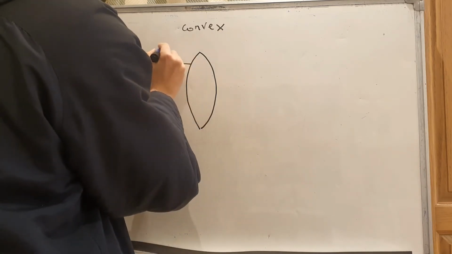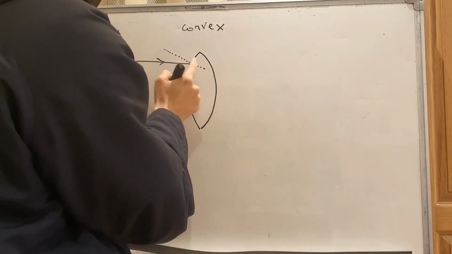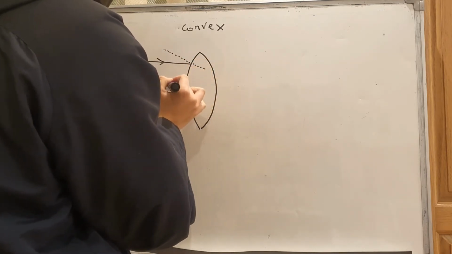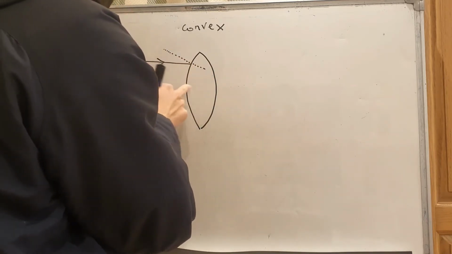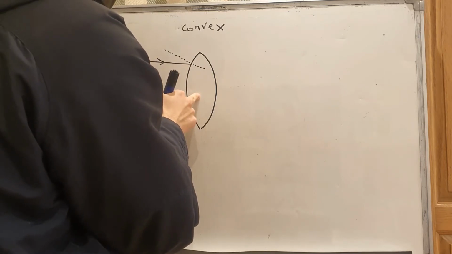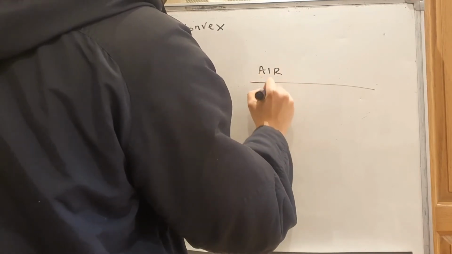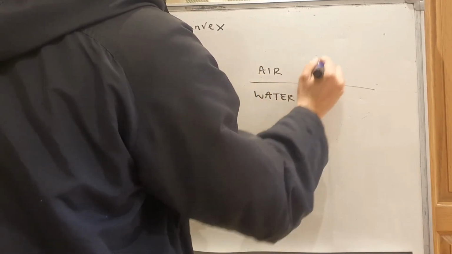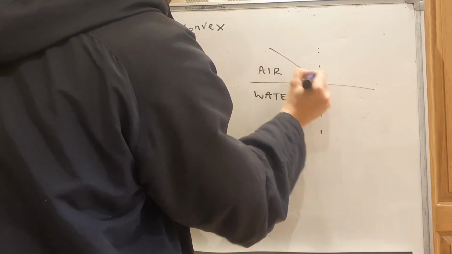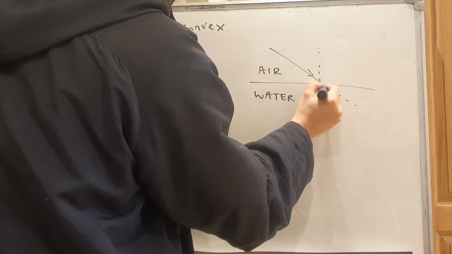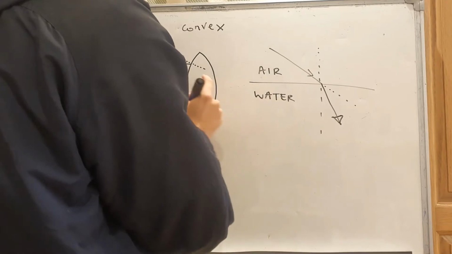Now, if you draw the normal, that's the normal to this surface, and it bends, is it towards the normal or away from the normal? So if it's going into denser material, it will go towards the normal. If you think about air and water, so this is still normal, and light hits there. However, it's refracting. So a denser material will go towards the normal.